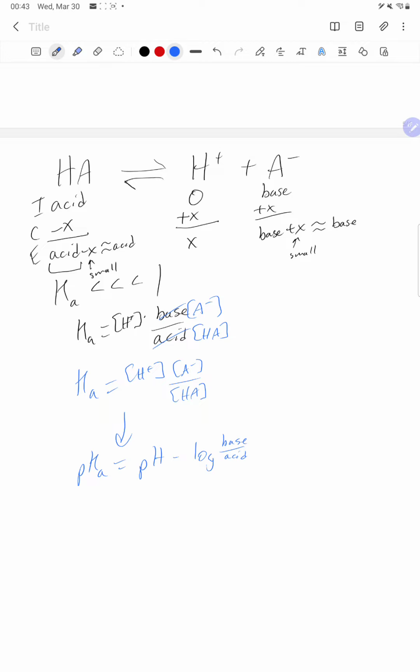So that's all cool. When you're dealing with buffers, you tend to use one of these two. The ICE table is not entirely necessary, because those values for x tend to be super negligible. So we're going to do a bunch of examples where we're just using these two expressions, because we can. We're going to make it easy.